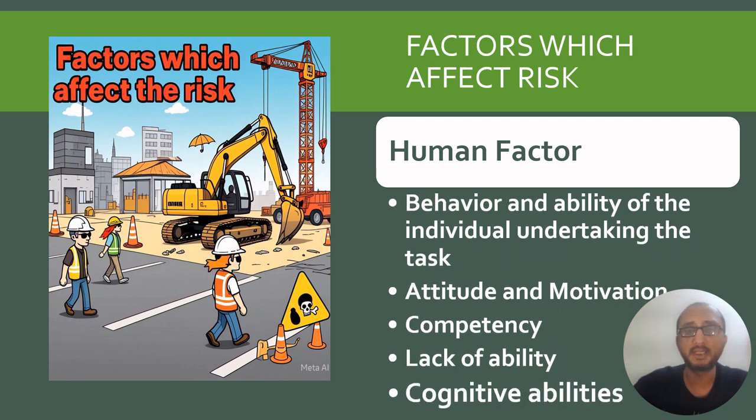So these are basically related to the behavior and ability of the worker to perform the job safely. It includes attitude and motivation. If attitude and motivation are positive towards the job and health and safety, then he will execute the job safely. Otherwise, it can be risky or it can increase the level of the risk. Then the competency level, if the worker is competent enough, has sufficient knowledge, ability, training and experience related to the job, then he will perform the job safely. Otherwise, incompetency can be a factor that will increase the risk.